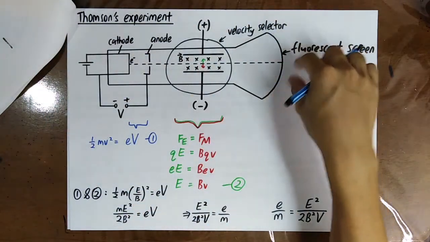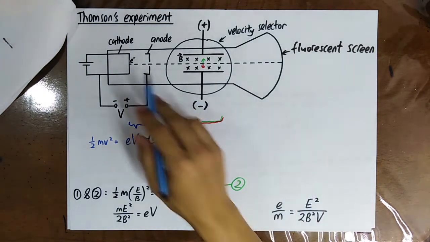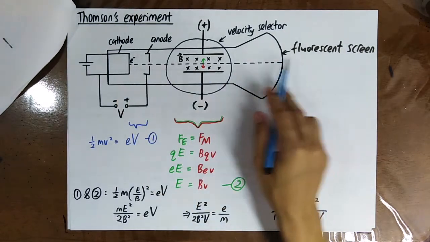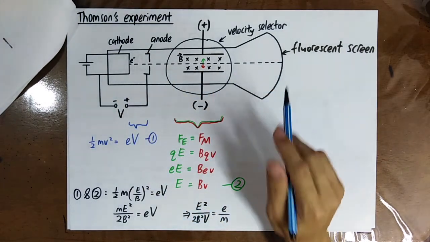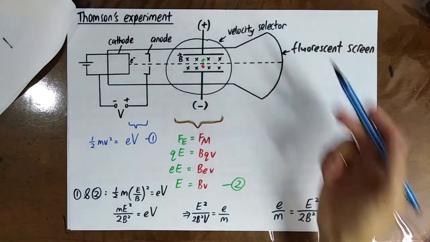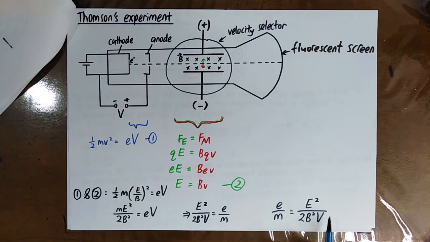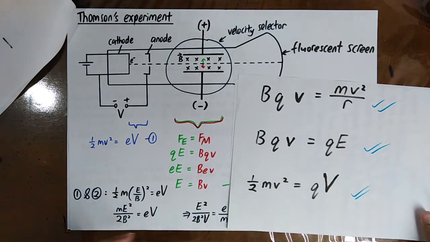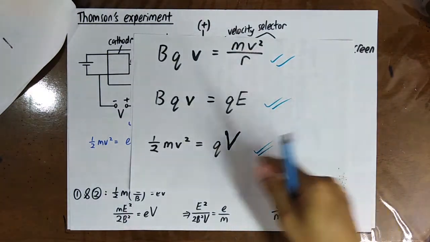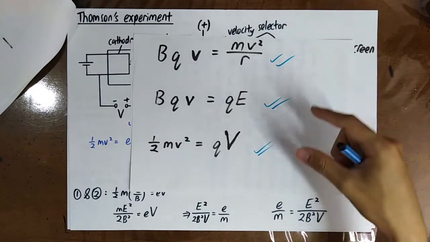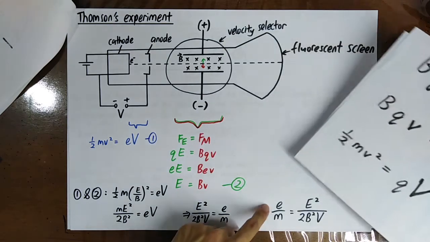And this whole thing is called a cathode ray tube. We say this ray, the ray of electrons, is a cathode ray because it is coming out of the cathode, and this whole thing is a cathode ray tube. Inside this, we have the velocity selector. Once again, by using these two formulas, you can find the charge to mass ratio. So in here, you use half mv squared and also this formula. You really have to know that normally in this subchapter, you only deal with these three kinds of equations, and normally you will use two equations out of three to find the charge to mass ratio.